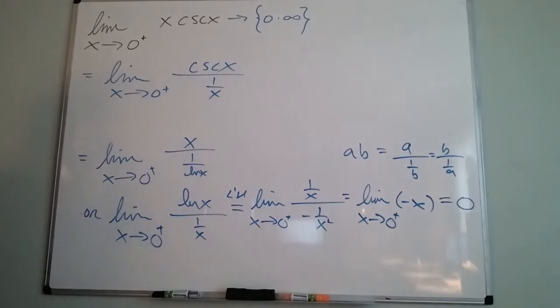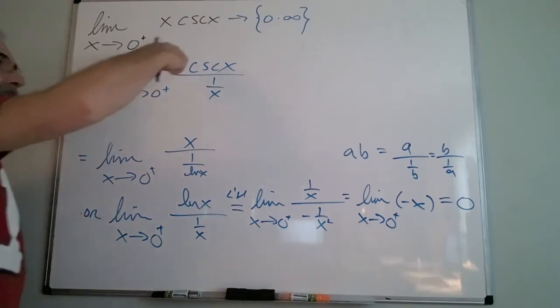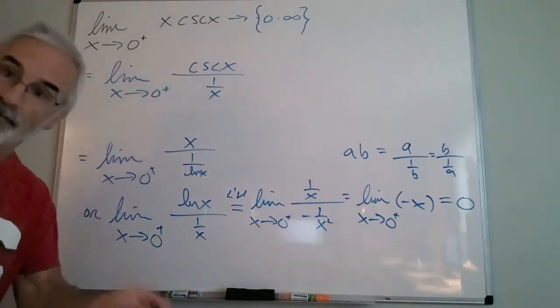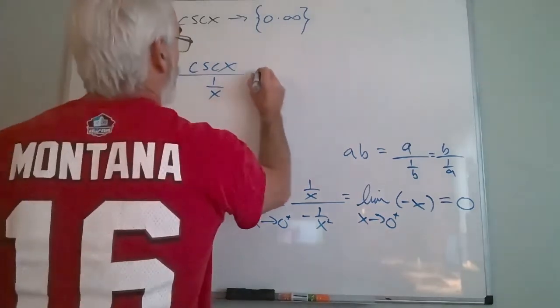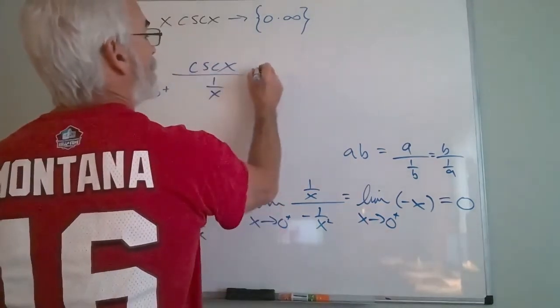Okay. What I just wrote absolutely is correct. I didn't violate any rules because x is approaching zero. X is never equal to zero. You can't take the cosecant of zero, but I can approach zero. So now we will use L'Hopital's because this is now of the form infinity over infinity.